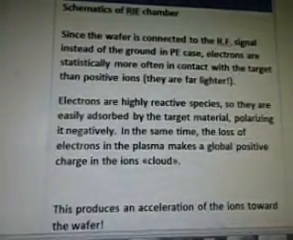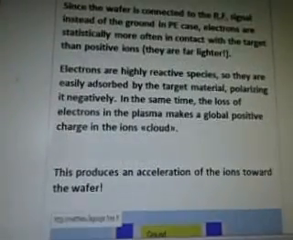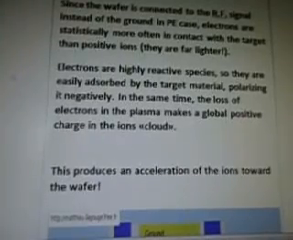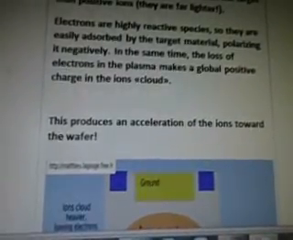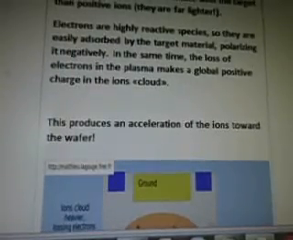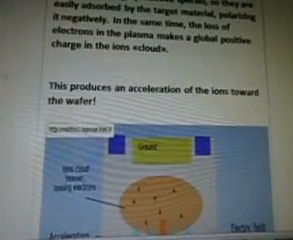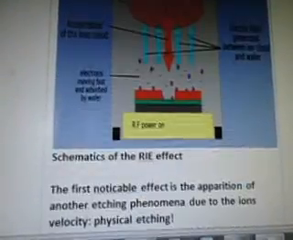Since the wafer is connected to the RF signal instead of the ground as in the PE case, electrons are statistically more often in contact with the target than positive ions. They are far lighter. Electrons are highly reactive species, so they are easily absorbed by the target material, polarizing it negatively. At the same time, the loss of electrons in the plasma makes a global positive charge in the ion cloud. This produces an acceleration of the ions towards the wafer.